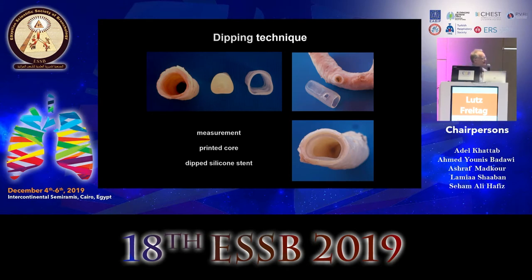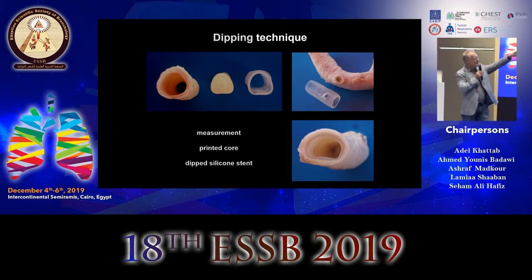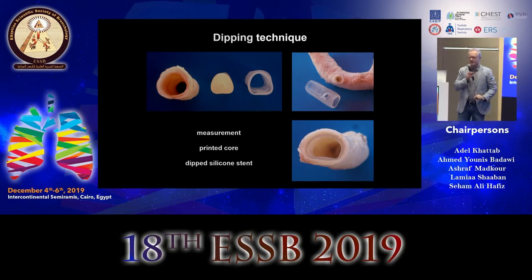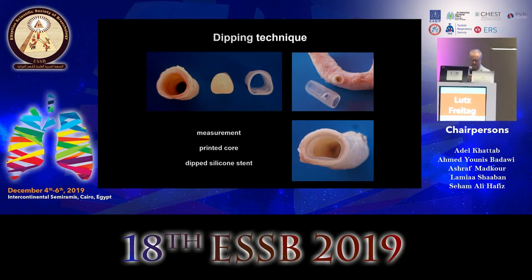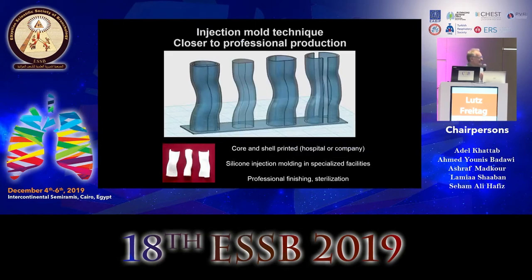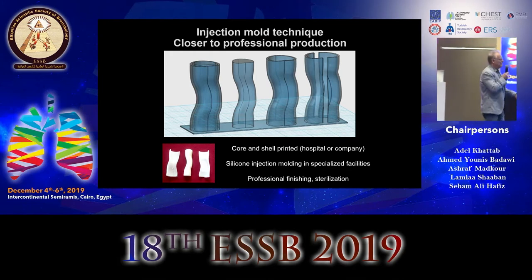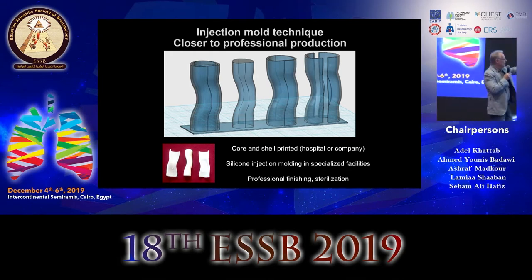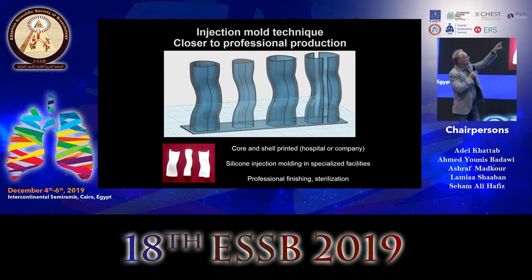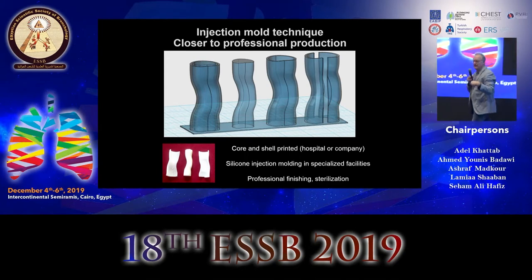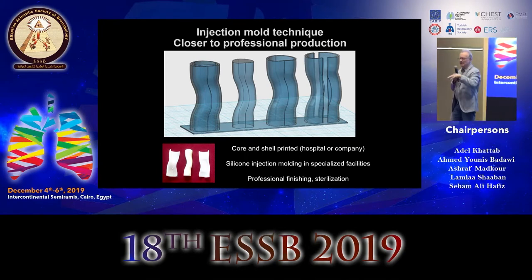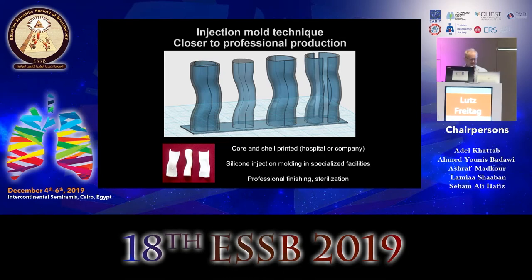You see this several times in my presentation, the extra orifice there; this is the tracheal bronchus for pigs for the animal experiments. Taking this a step further, we can make molds where we print the inner and the outer part, put them together, put the silicone in, and a couple of hours later, you have the perfect silicone stent.